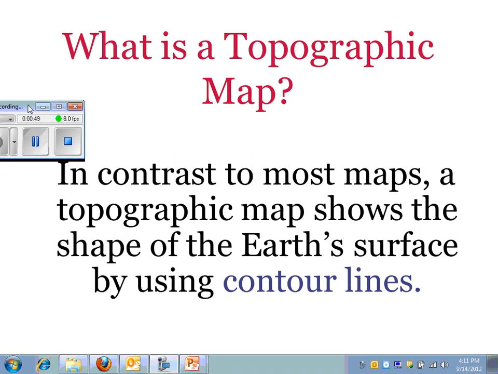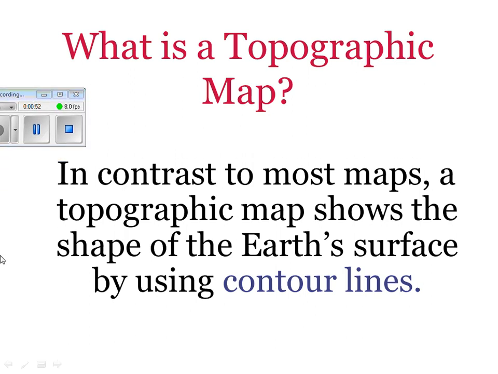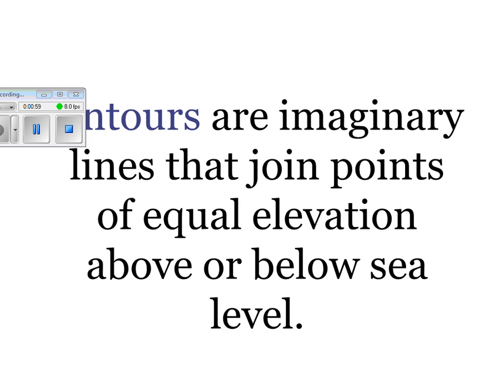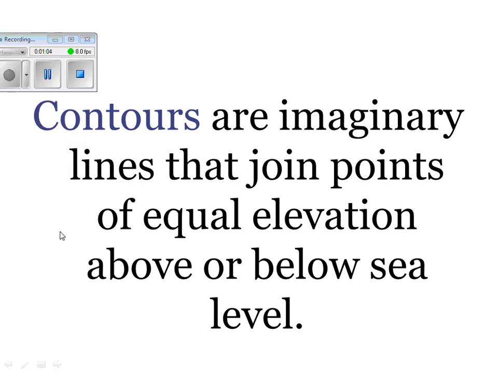What is a topographic map? In contrast to most maps, a topographic map shows the shape of the Earth's surface by using contour lines. Contours are imaginary lines that join points of equal elevation above or below sea level. So everywhere along a contour line has the exact same elevation because it's joining points of equal elevation. And it does say below sea level as well. If we wanted to, we could do a contour map of an ocean basin.